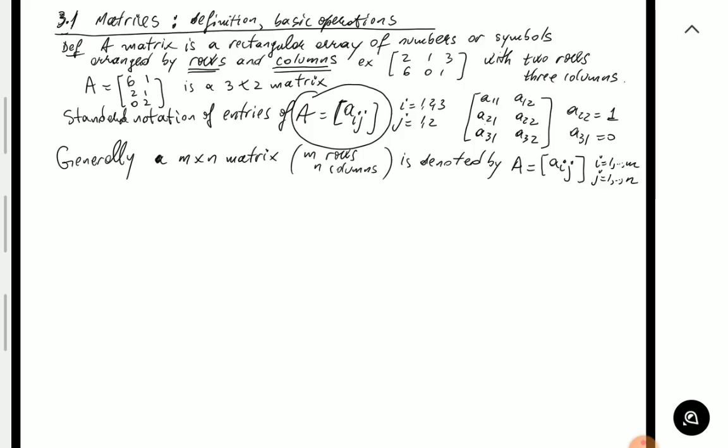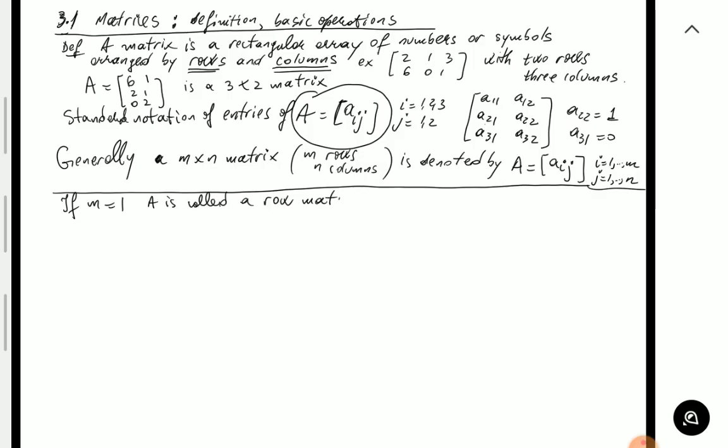So we're going to get straight to matrix operations in a minute, but let's actually define another quite important subtype of matrices, namely a row or a column matrix. So if m is equal to 1, A is called a row matrix, right? So if you have just one row. If instead n is equal to 1, A is called a column matrix.